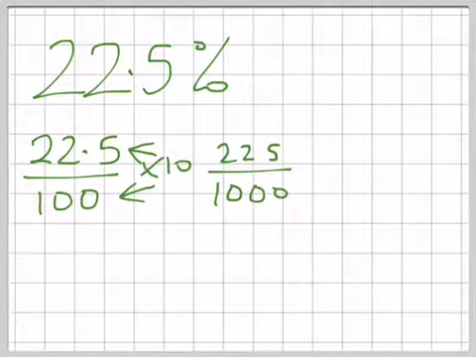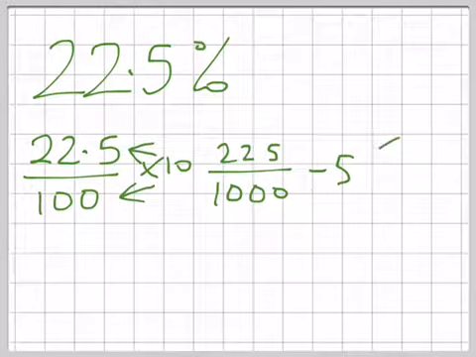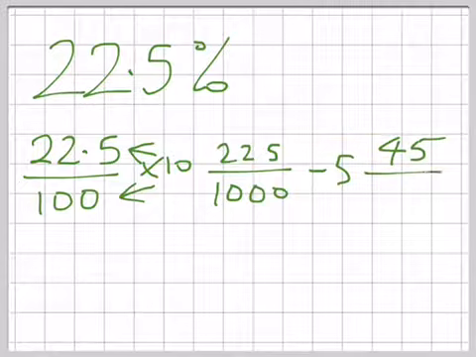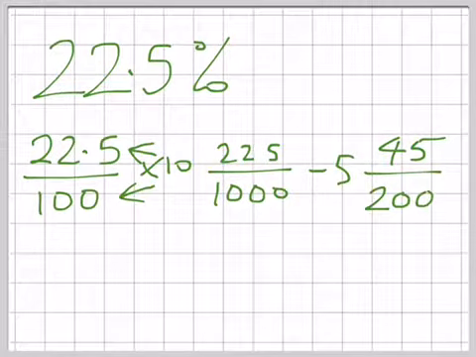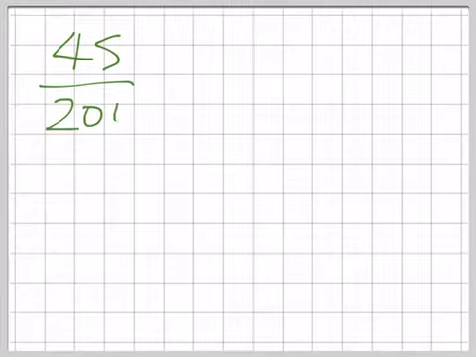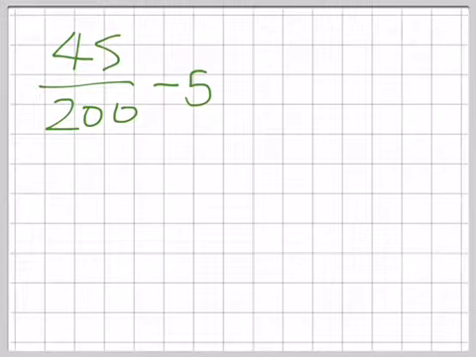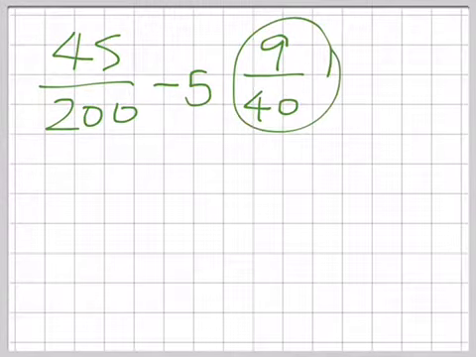From there we can divide by 5, top and bottom, and we will get 45 on the top and we will get 200 on the bottom. Okay, keep watching. 45 over 200, and then from there we can divide by 5 again, and that will give us 9 over 40, which is our simplest form.